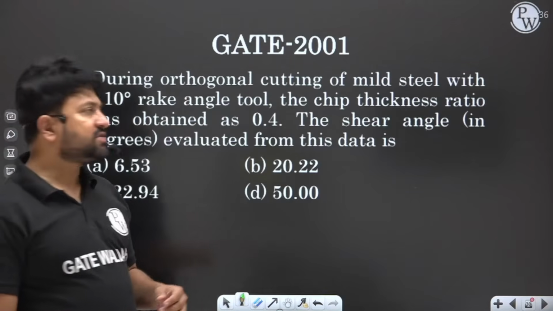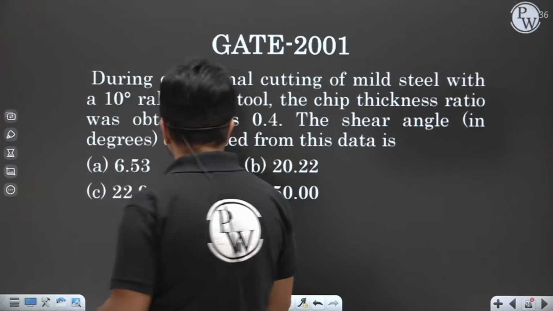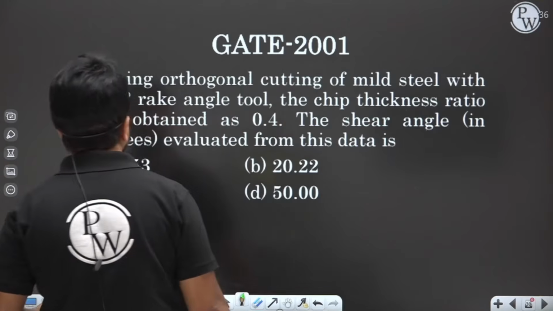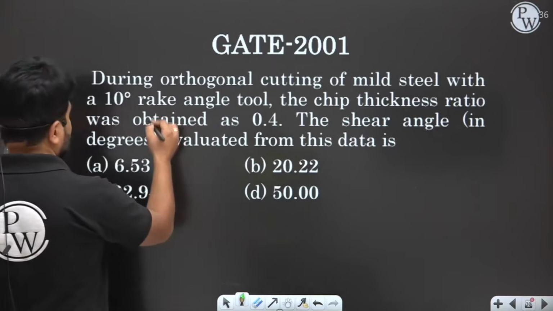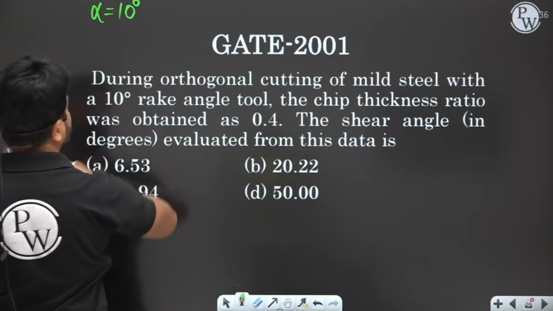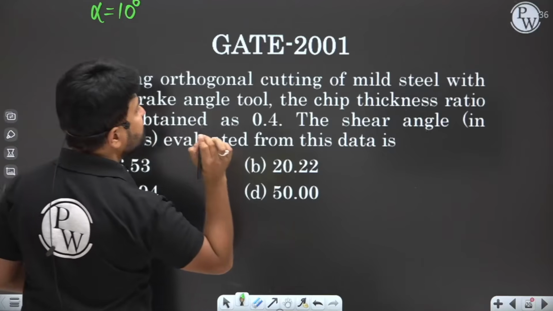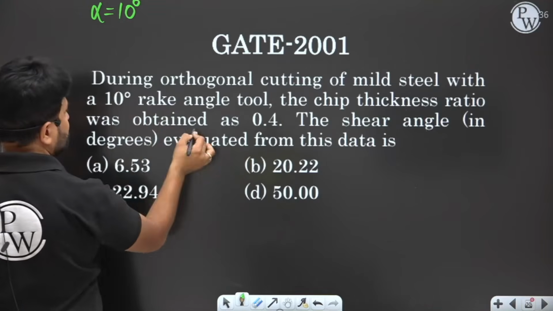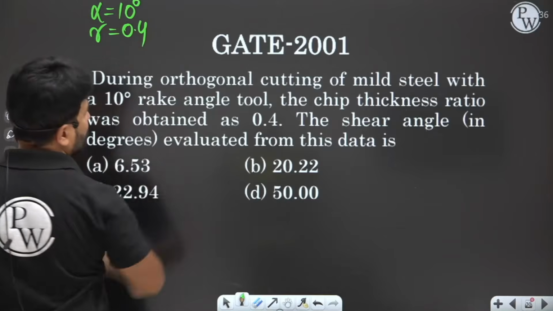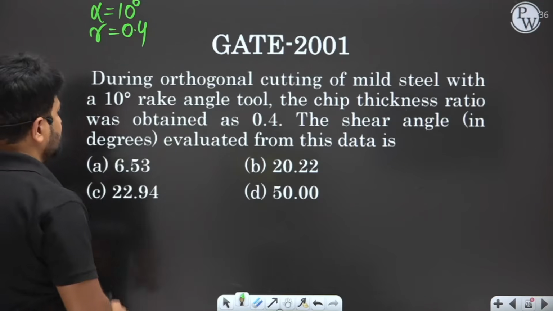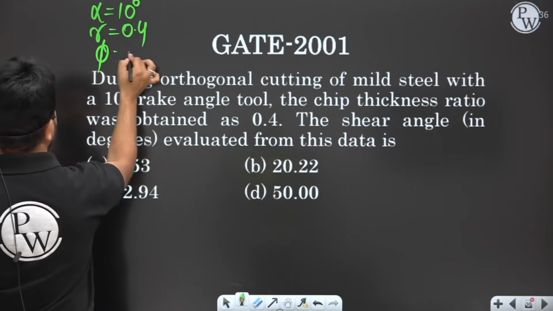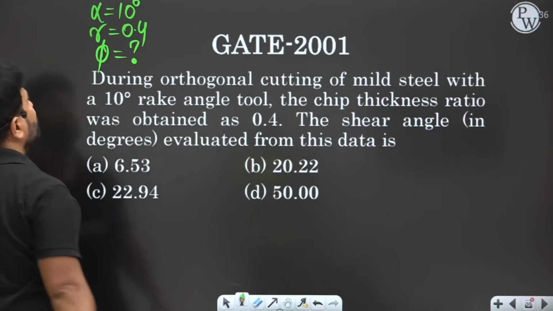Now, let's solve this question, my dear. During the orthogonal cutting of mild steel with a 10 degree rake angle, here alpha is 10 degrees, the chip thickness ratio was obtained as r equal to 0.4. Evaluate the shear angle from this data. You have to find the shear angle.